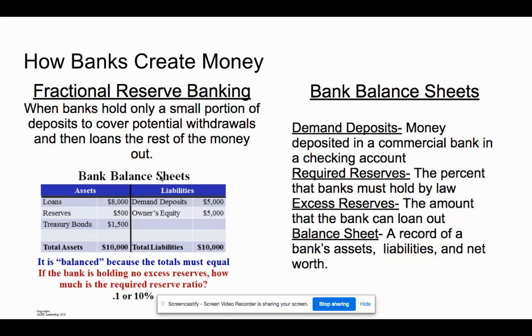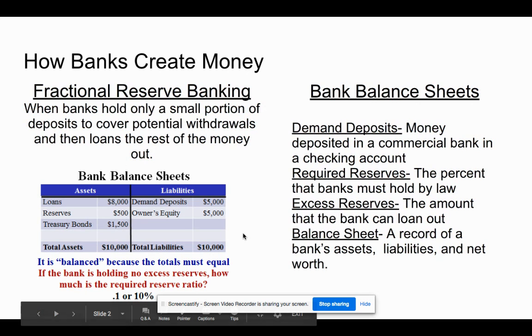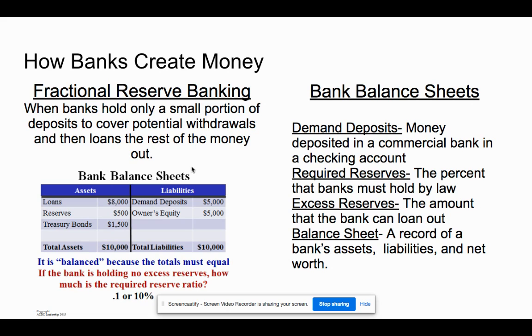All right, we can figure out how this happens by using a bank balance sheet. There are two sides of a bank balance sheet: assets and liabilities. Assets are things that a bank owns that are worth money and are going to earn them money, like loans that they've given out. Liabilities are things that a bank owes back to someone else, like demand deposits, or what's also called a checking account.